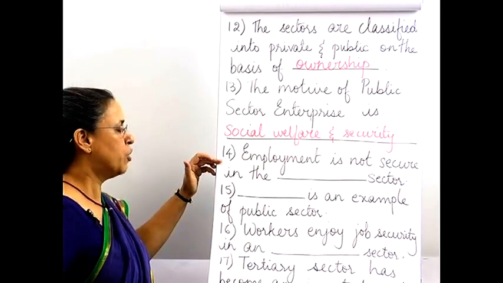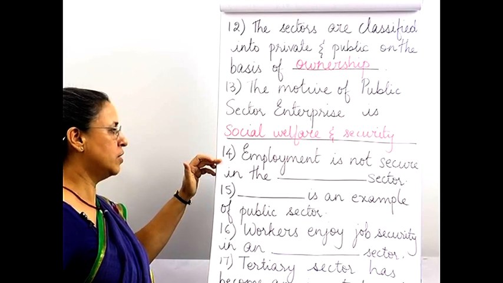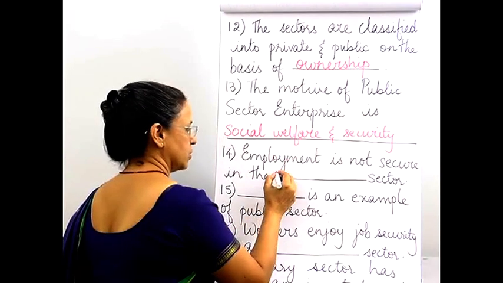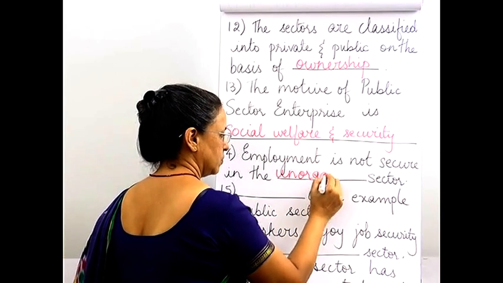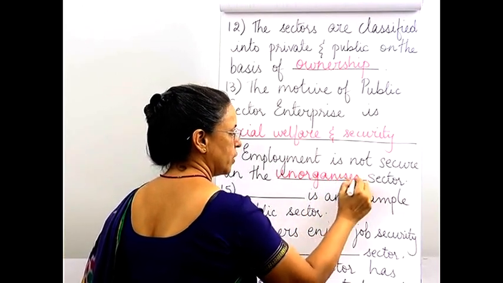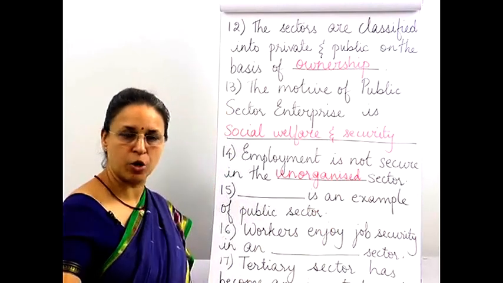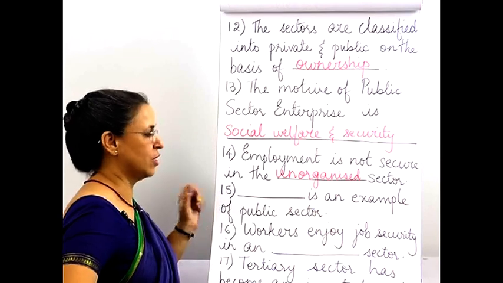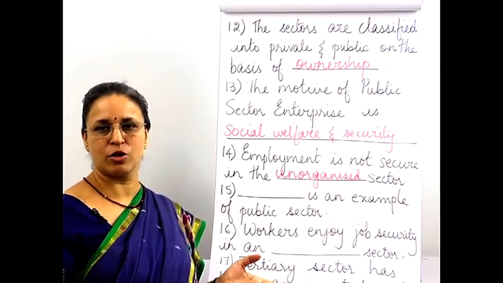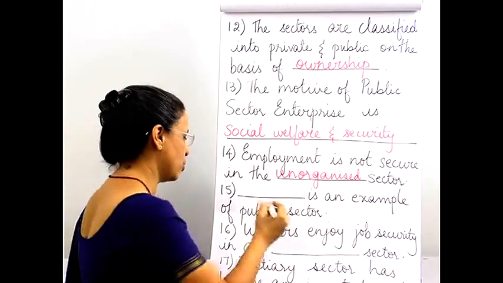14th, employment is not secure in the unorganized sector. We also saw that this is the sector that is exploited. Dash is an example of public sector. Now, the best example to give for public sector or which is owned by government is railways.